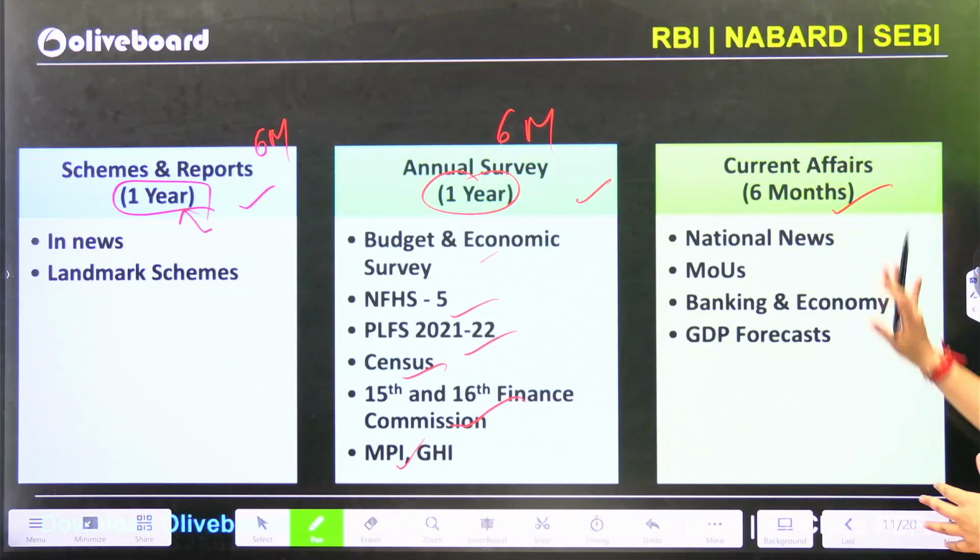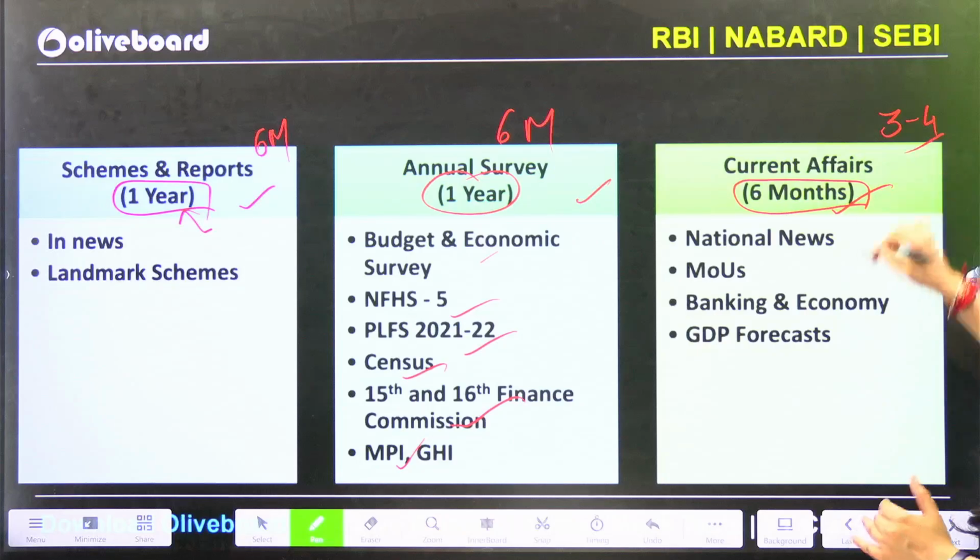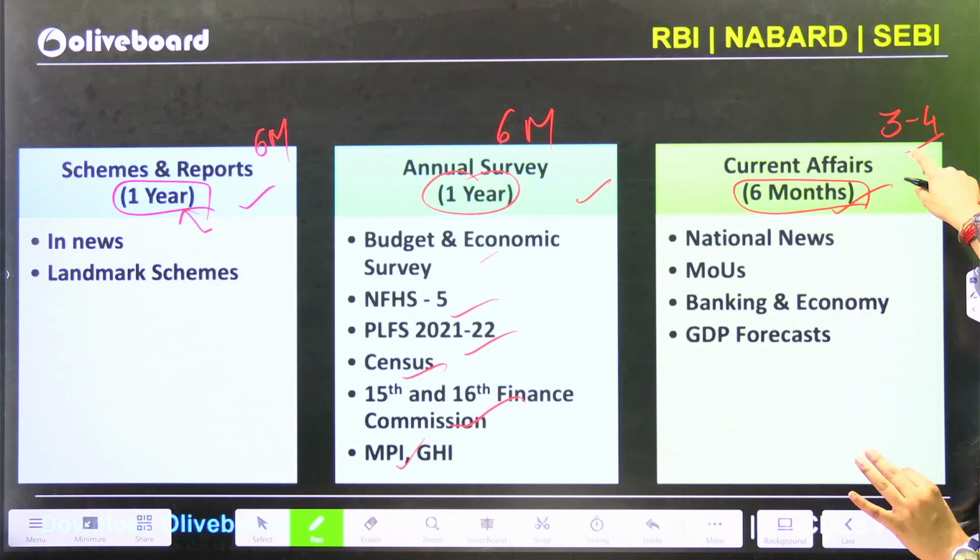Next, for your current affairs portion, if you are starting it now, if you are not able to go for 6 months, at least try to cover 3 to 4 months. This is bare minimum. You must go with the exam with this much of preparation at least.